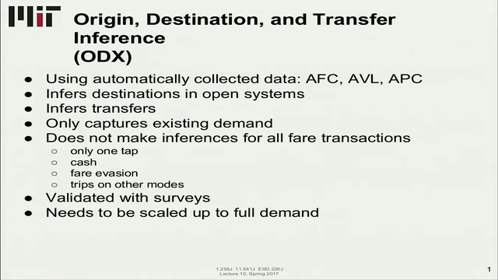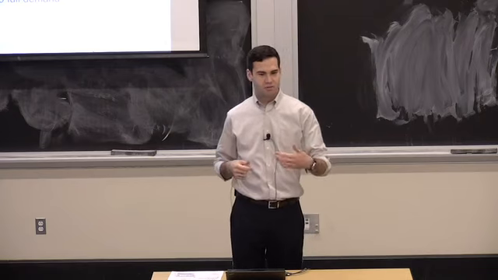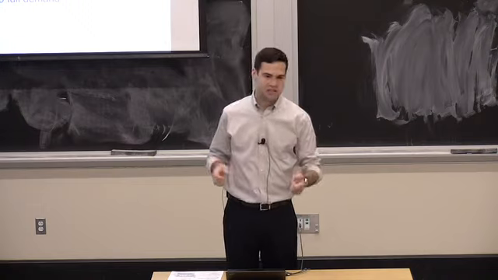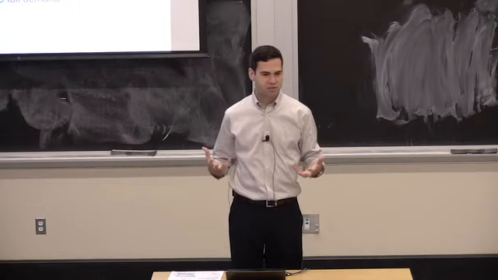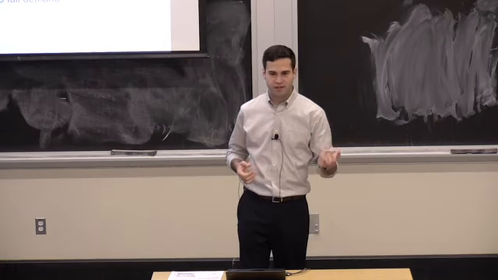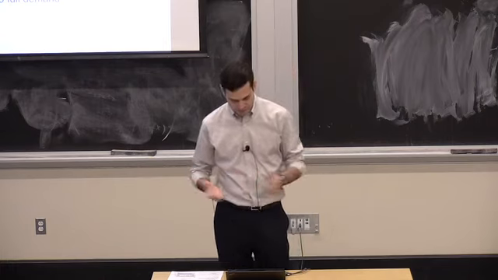What's common in all of these methods is that we're going to be basing them on automatically collected data, right? So we're going to be using AFC, AVL, APC, instead of manual surveys. There are ways of estimating origin-destination matrices in the traditional way with manual surveys. You go out and you distribute colored cards and collect them, and you can do this. So a little bit about that when we talk about surveys and survey planning.